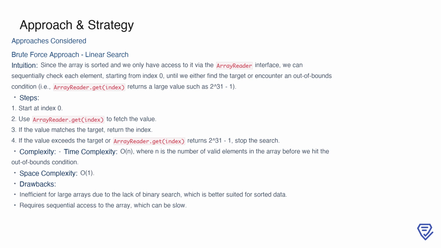While this method is simple to implement, it has some significant drawbacks. The time complexity is O(n), where n is the number of valid elements before we hit the out-of-bounds marker. This makes it inefficient for large arrays. Additionally, because we're accessing each index sequentially, it doesn't take advantage of the fact that the array is sorted, which means we're missing an opportunity to optimize the search process. Overall, while linear search is a basic and universal strategy, it's not well suited for this problem, especially when dealing with larger datasets or when efficiency is critical.